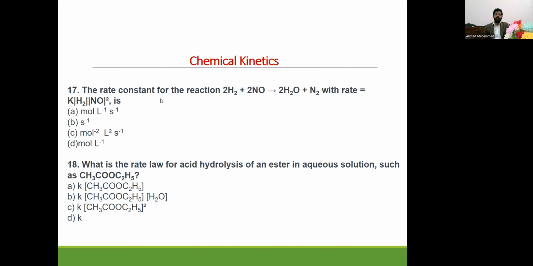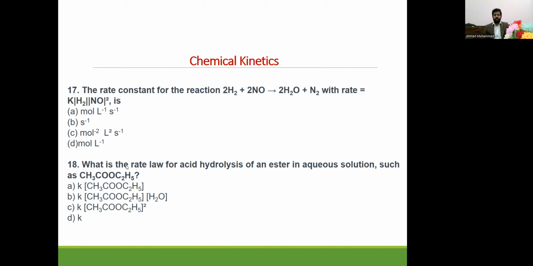The rate constant for the reaction 2H2 plus 2NO going to 2H2O plus N2, with the rate equal to K into concentration of hydrogen into concentration of nitrogen oxide square, has units of: mole per liter per second, mole inverse square liter square per second, mole per liter. So the right option is C, mole inverse square liter square per second.